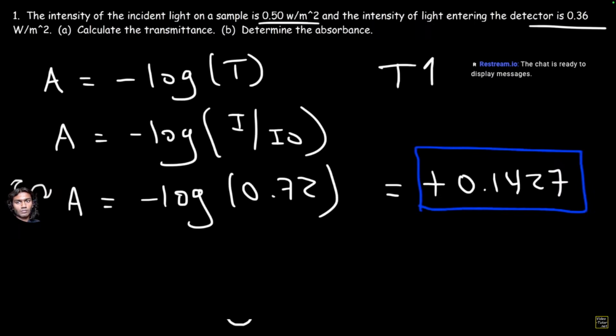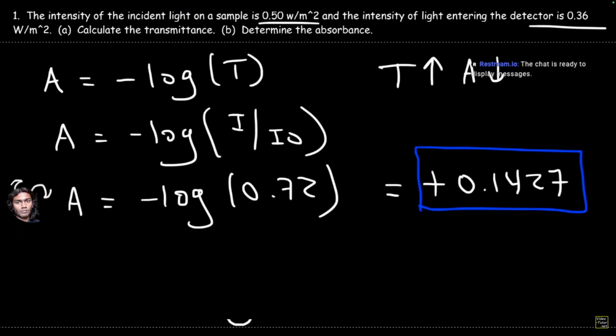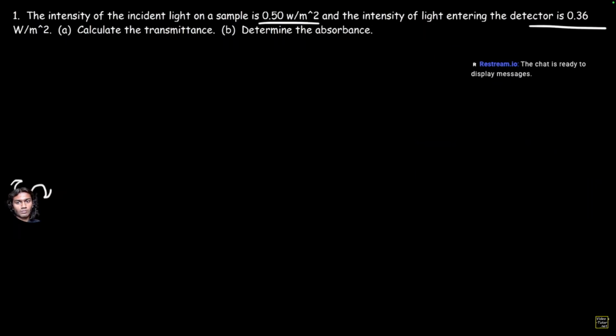As the transmittance increases, the absorbance decreases. The transmittance is between 0 and 1. It can't be more than 1. You can't have more than 100% passing through the sample.